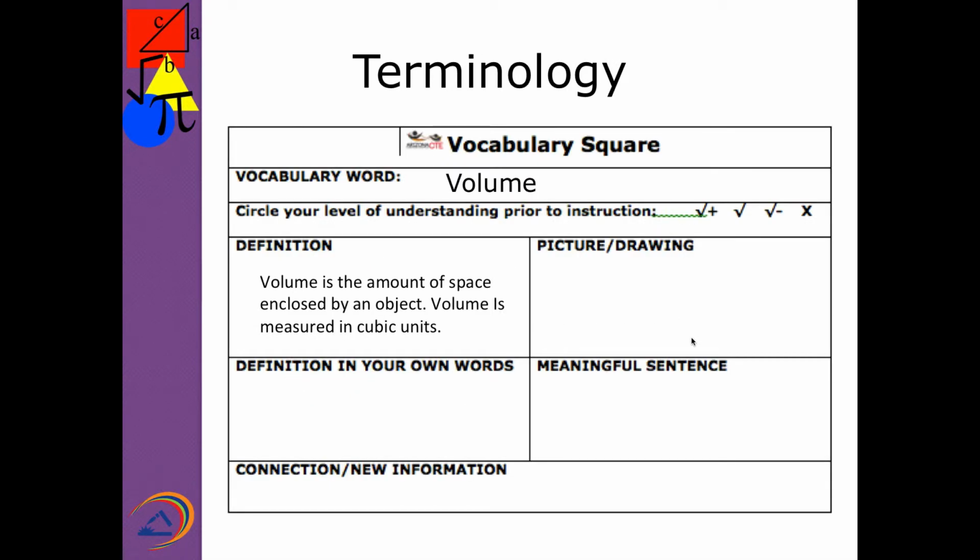Volume. By definition, volume is the amount of space enclosed by an object. It's measured in cubic units or inches cubed. So fill in the picture or diagram, definition in your own words, and a meaningful sentence. We're going to do all 3 right now and then give you time to work.